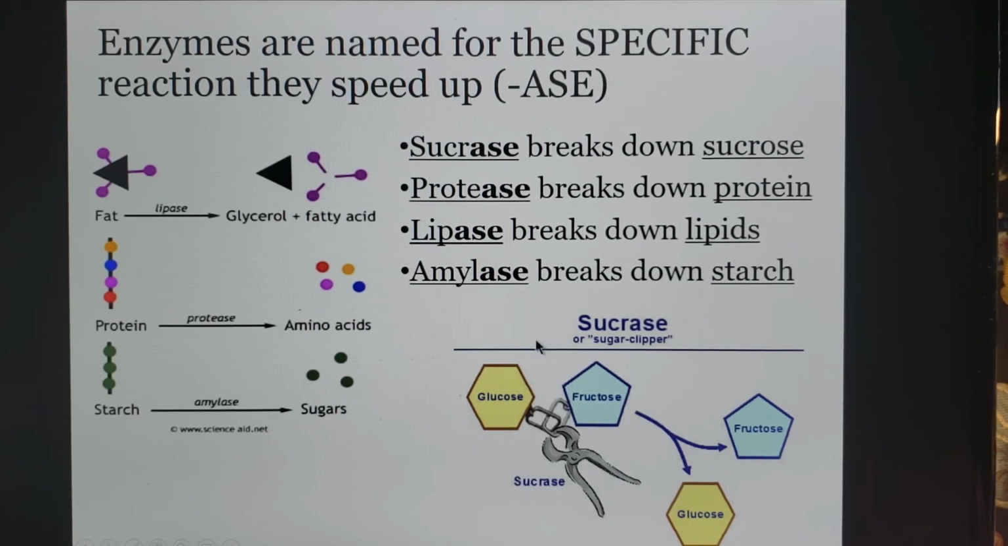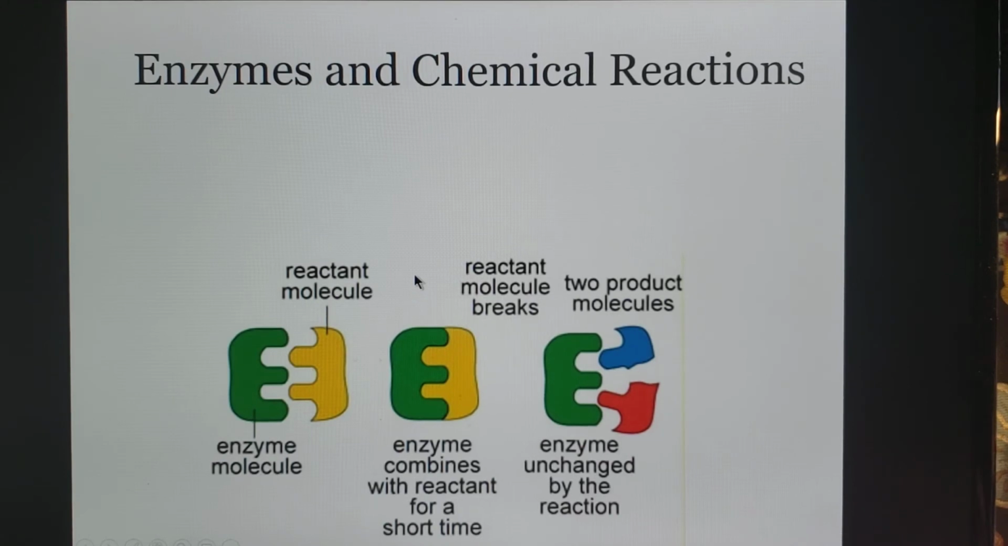So here's an example of sucrose being broken down. Glucose and fructose, two sugars, can be separated by an enzyme into the two separate sugars, which might be different and have different uses in your body. And they're trying to give you little pictures here, but it's kind of confusing. But if you see something ending in ASE, it means it's an enzyme. That's a good general statement.